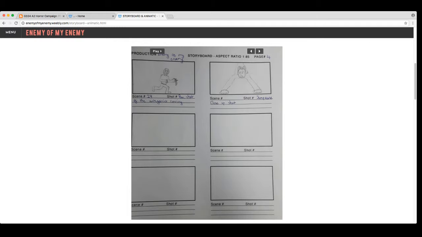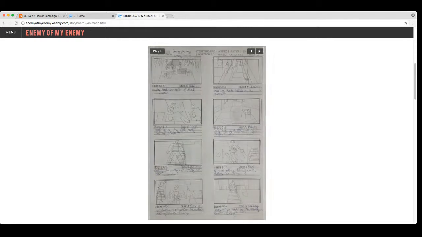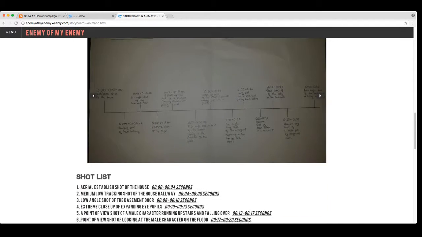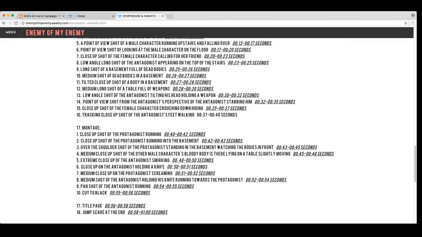25. Okay, so we've got a few less shots here. We've got about 10 less than we needed. So that's a bit of a concern. This is good, so this is nicely presented. We've got a shot list.